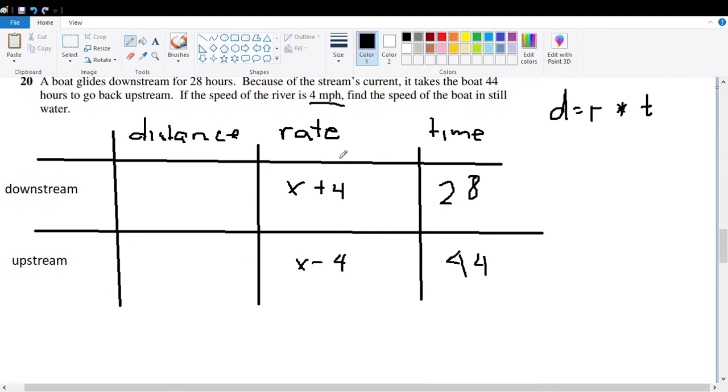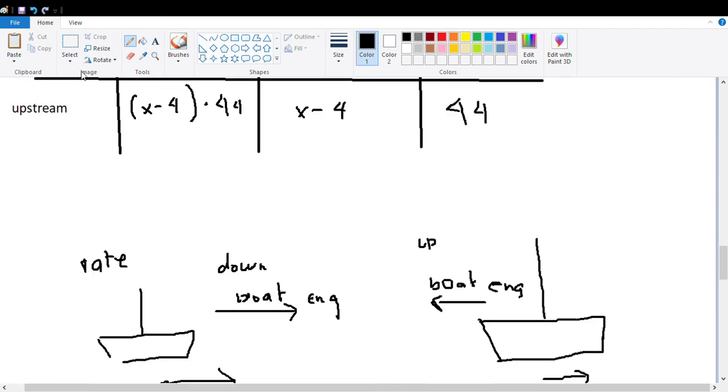The distance, as I told you, is rate times time, so it's going to be x plus 4 multiplied by 28, and upstream is x minus 4 multiplied by 44. Now let's delete this drawing.